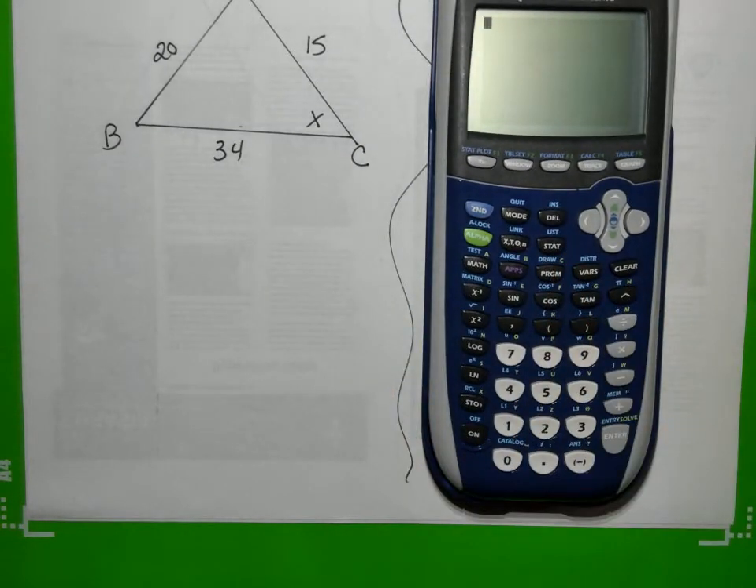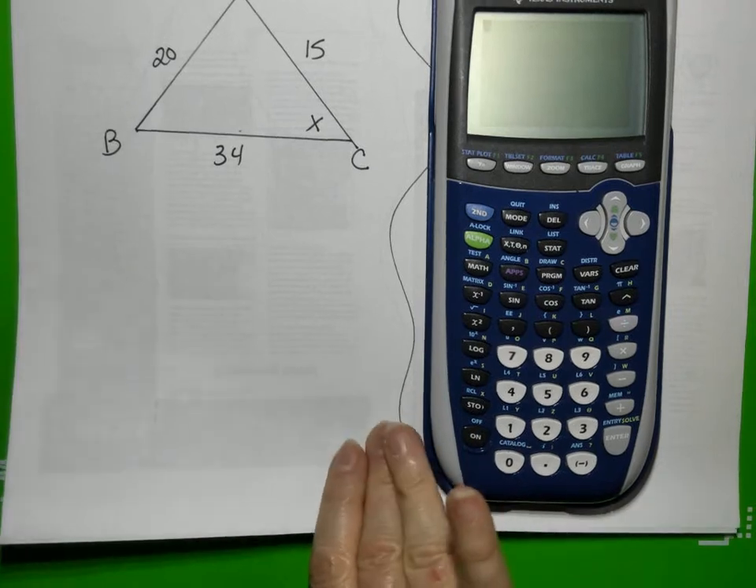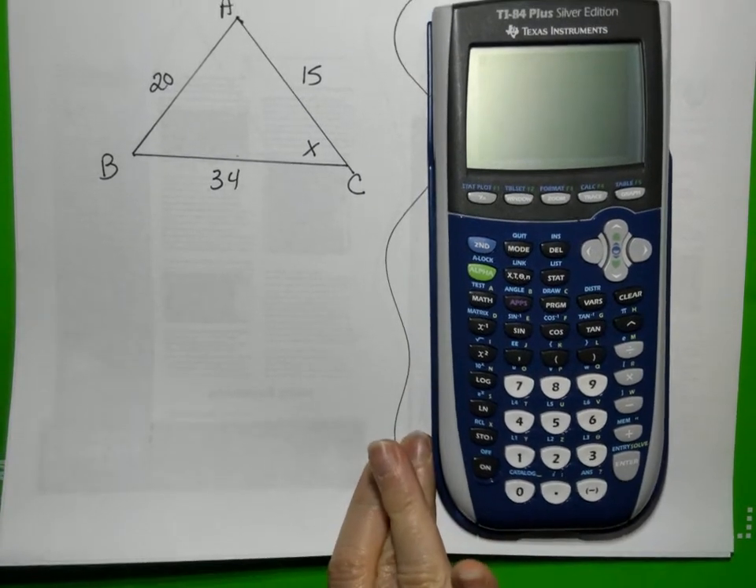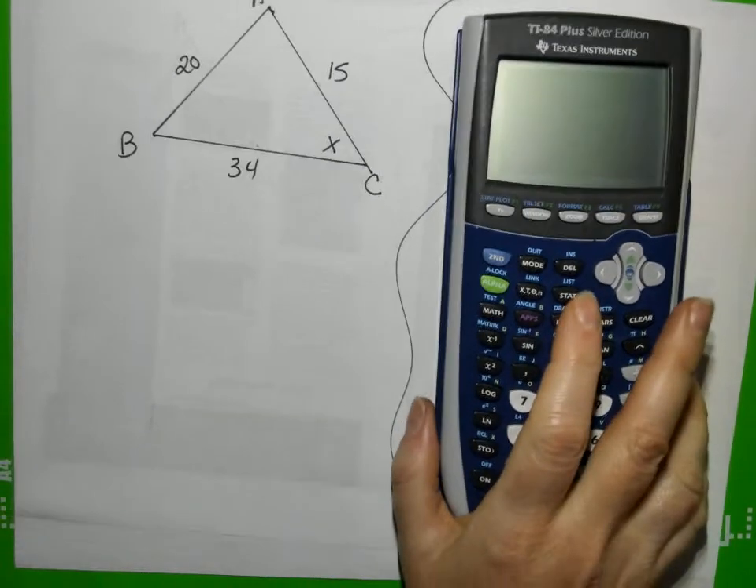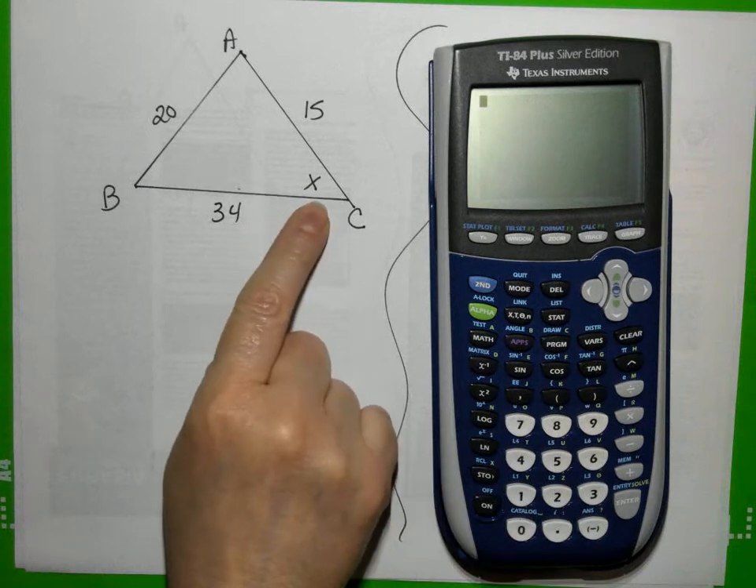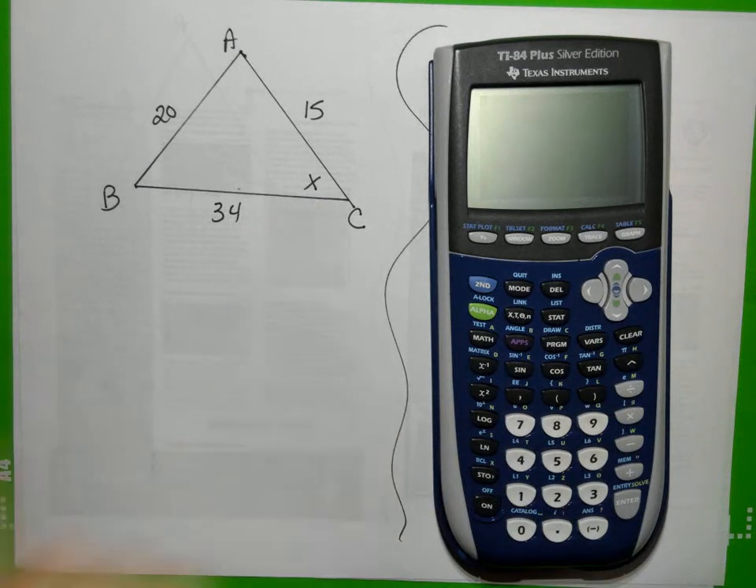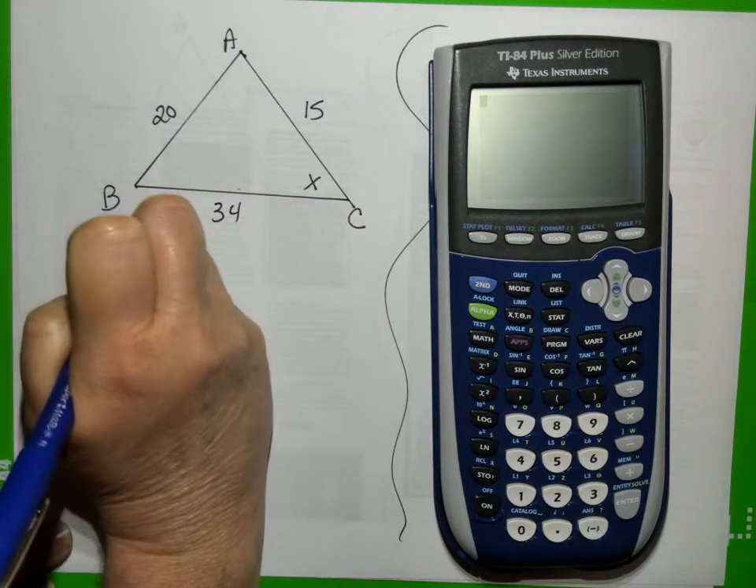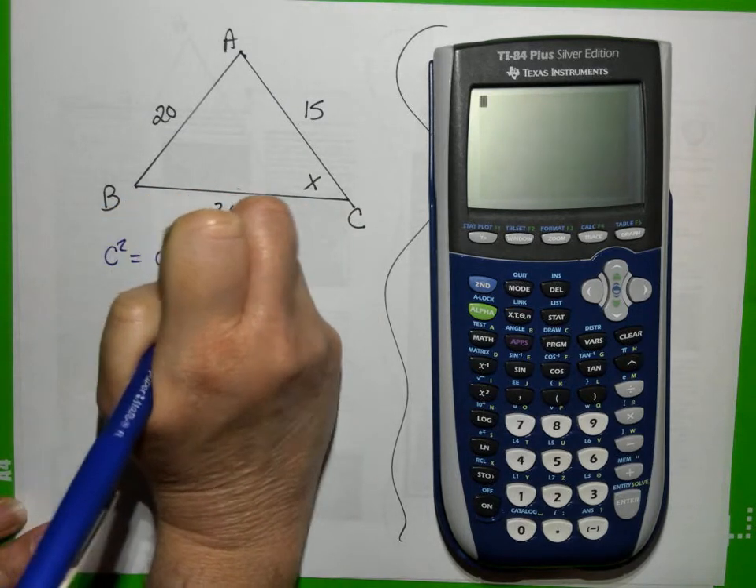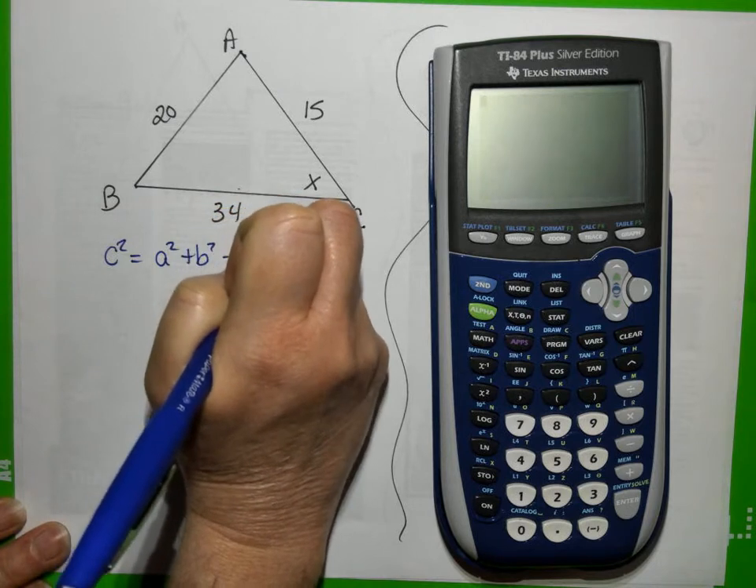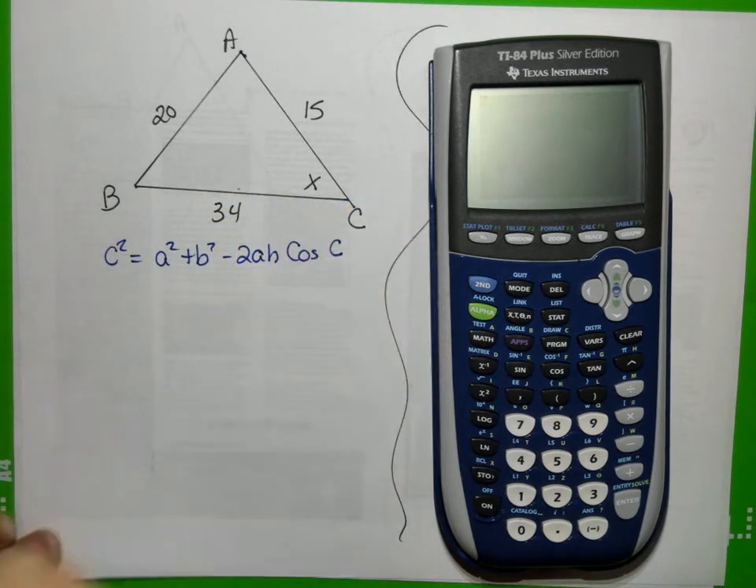Okay, so first I have to determine, am I finding an angle or a side? In this case the x is here, so I'm looking for an angle. So I look at my formulas, I'm looking for angle C. Which one involves angle C? The bottom equation, which says c squared is equal to a squared plus b squared minus 2ab cosine of C. Okay, so we're going to do the hard one first.